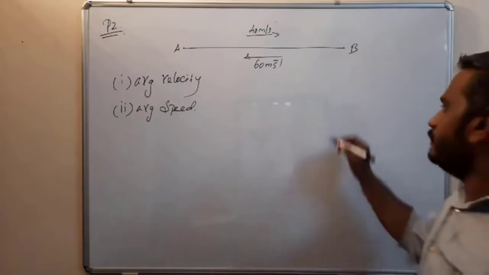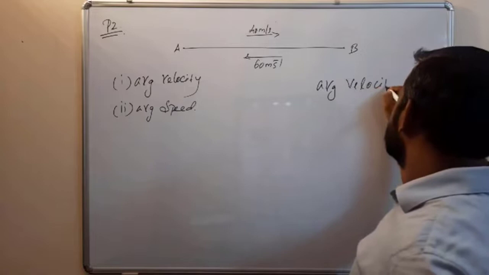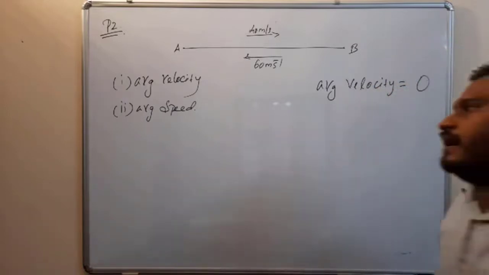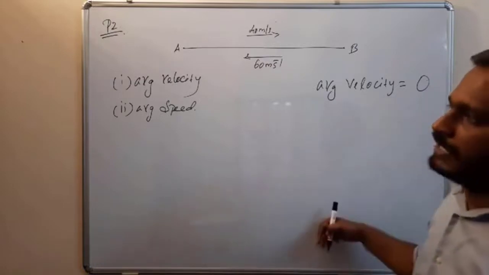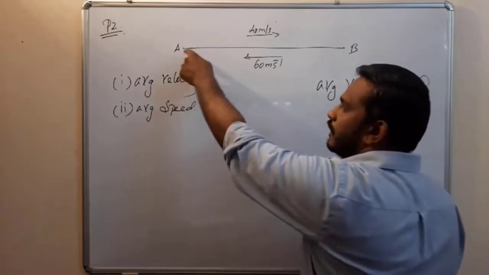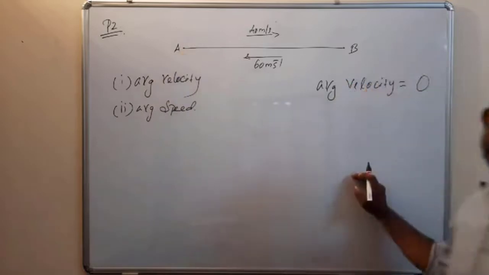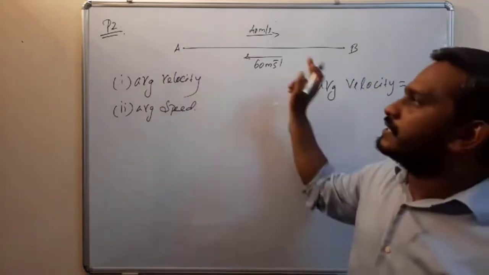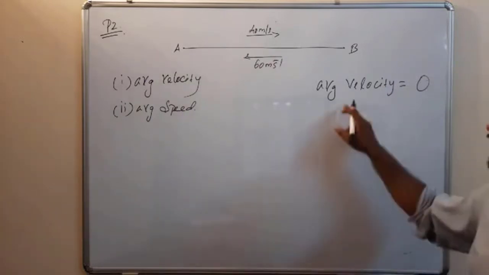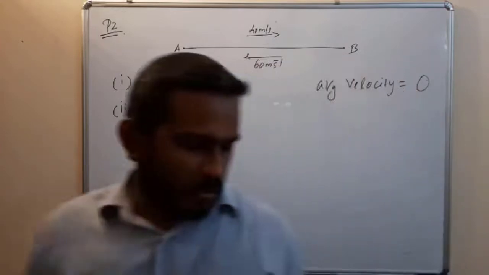What is average velocity? Average velocity is equal to 0. Why? Average velocity is equal to displacement by time taken. So in this case, what is the displacement? The body starts from A, and the final point is also A. So the body starts from A and reaches the point again. So what is the displacement? Displacement is equal to 0. So average velocity is equal to 0. Clear? Okay.